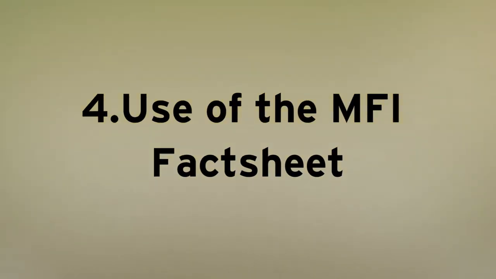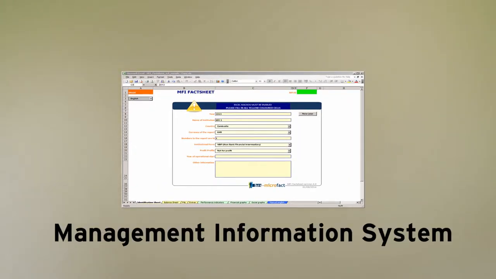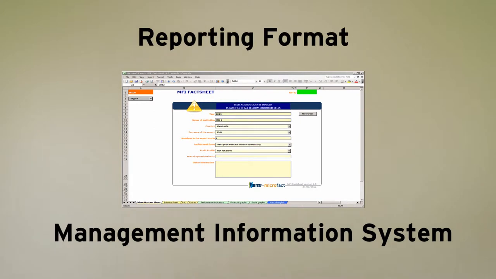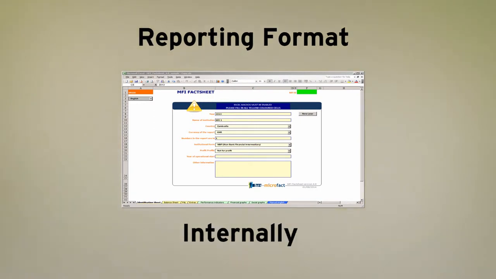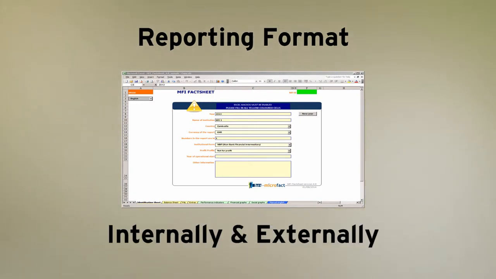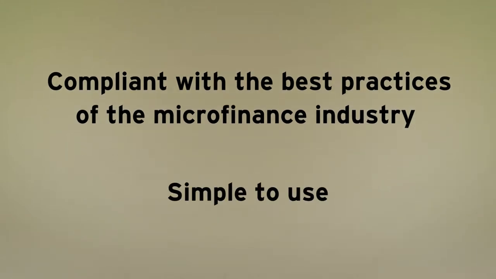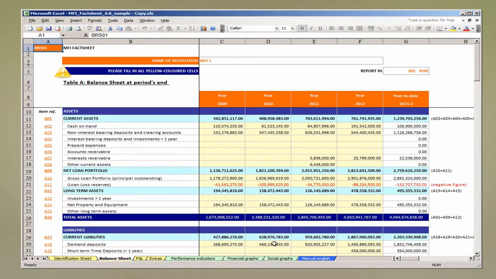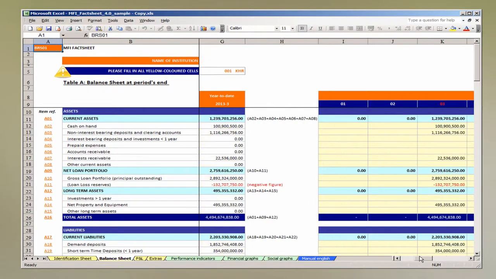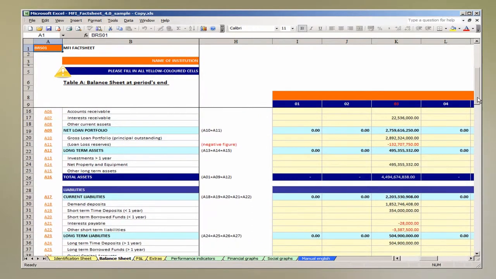Section 4. Use of the MFI Factsheet. The MFI Factsheet, meant as a management information system, is a reporting format that can be used both internally by managers of the MFI and externally for purposes of analysis and monitoring. It is fully compliant with the best practices of the microfinance industry and simple to use. The MFI Factsheet is based on an MFI's accounting and institutional data and provides a set of indicators that cover most of an institution's critical areas.